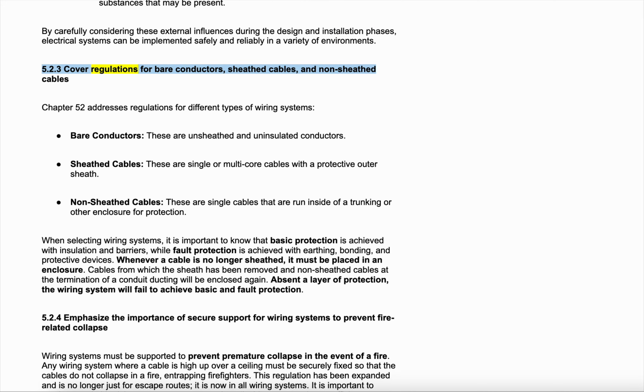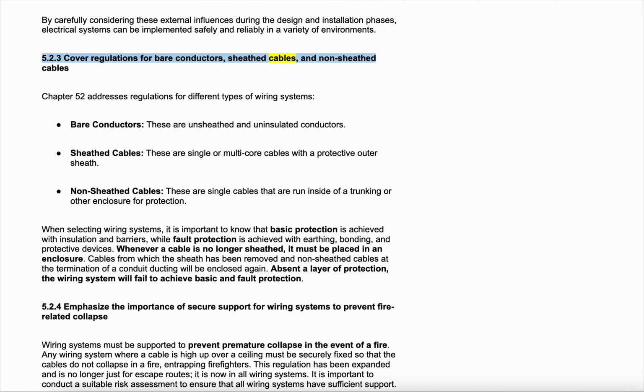5.2.3 cover regulations for bare conductors, sheathed cables, and non-sheathed cables. Chapter 52 addresses regulations for different types of wiring systems. Bare conductors. These are unsheathed and uninsulated conductors. Sheathed cables. These are single or multi-core cables with a protective outer sheath. Non-sheathed cables. These are single cables that are run inside of a trunking or other enclosure for protection.